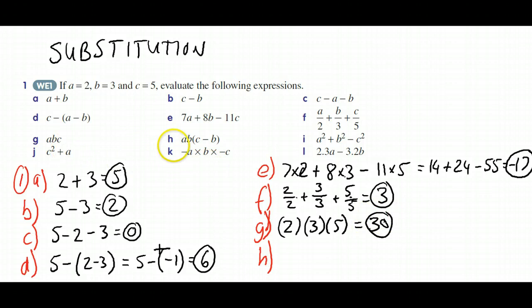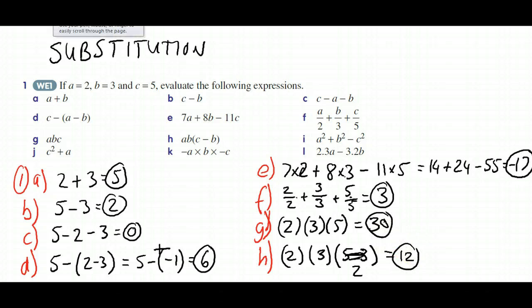h, we've got a and b outside the bracket, so that becomes 2 and 3. And then inside the brackets we've got c minus b, which is 5 minus 3. So this bracket 5 minus 3 becomes 2, so we've actually got 2 times 3 times 2, 2 times 3 is 6, times 2 is 12.